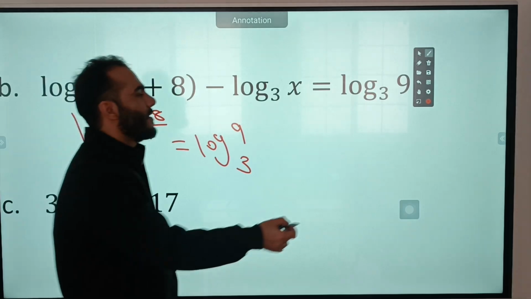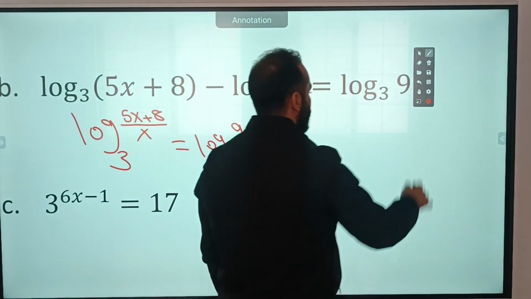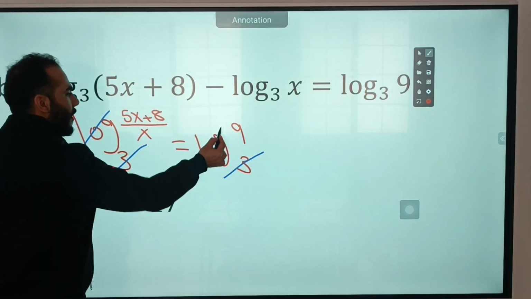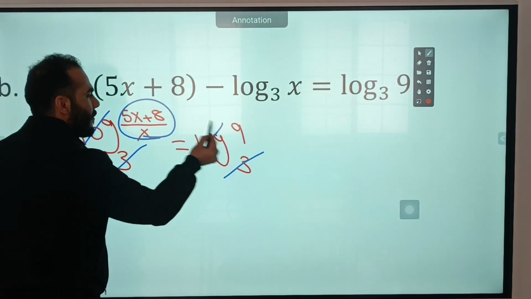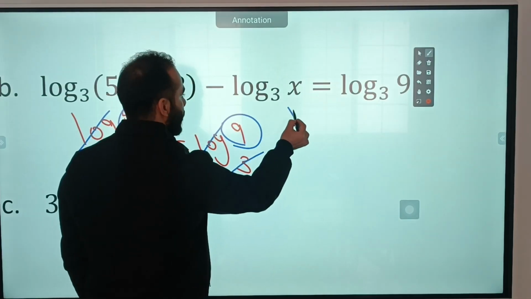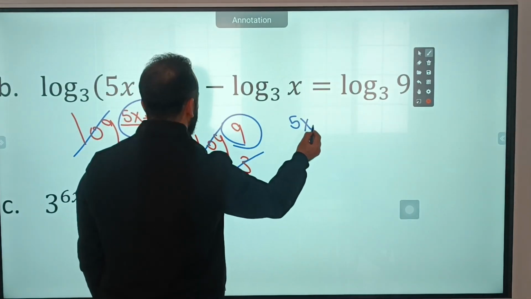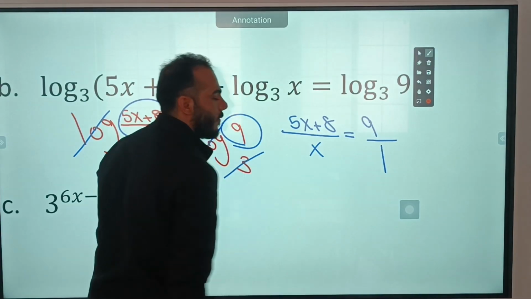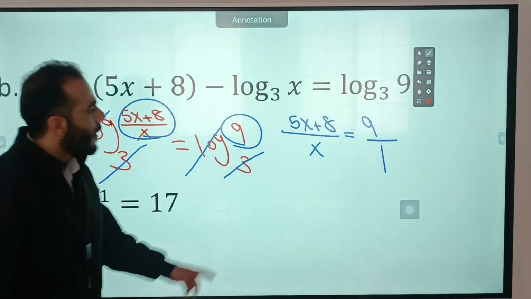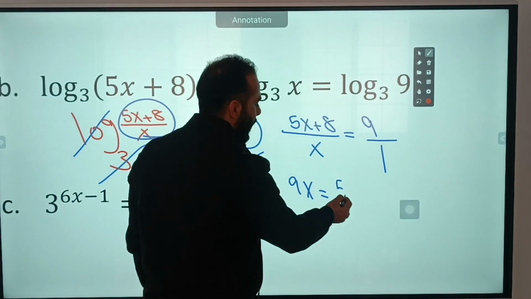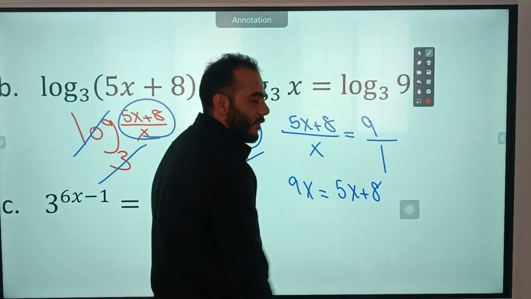Now we are just going to cancel out something. The bases are going to cancel each other. Logs will cancel each other. So this exponent must be the same as this exponent, so equalize them. 5x plus 8 over x equals 9. Give 9 a denominator of 1. Cross product: x times 9, 9x. 1 times 5x plus 8, it's equal to itself.